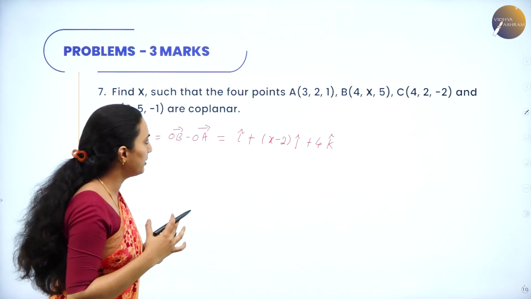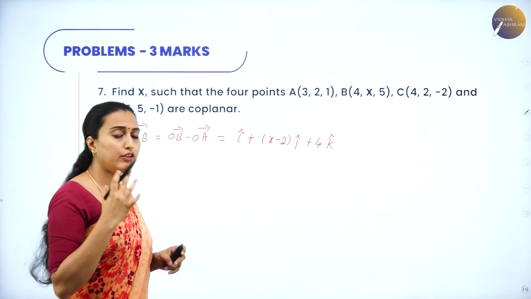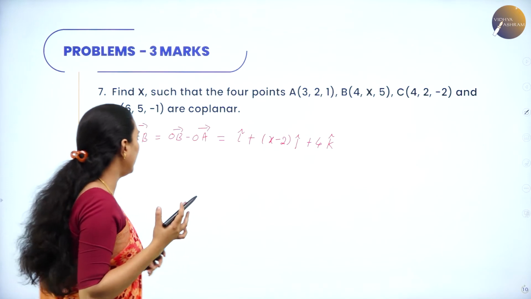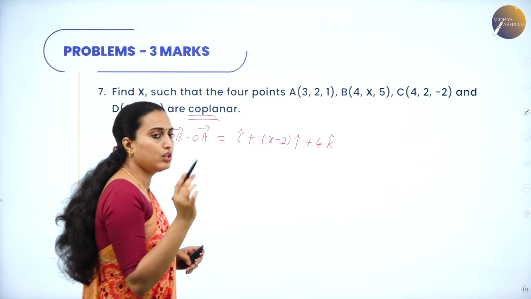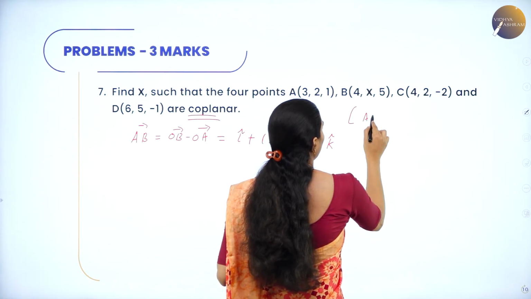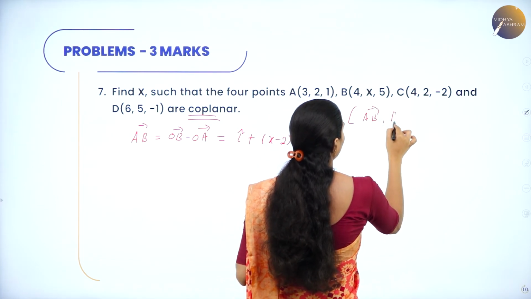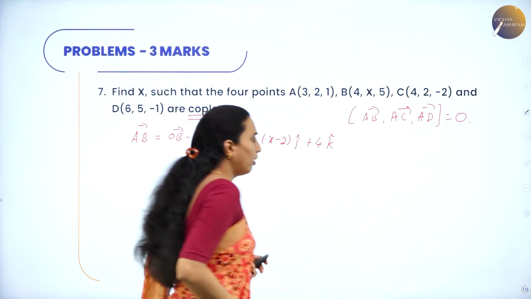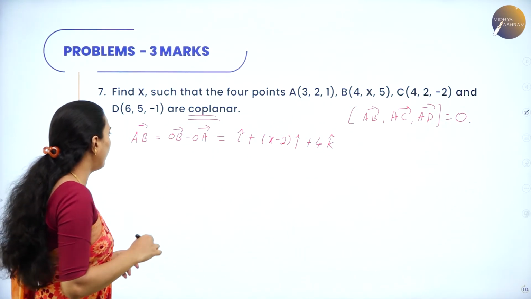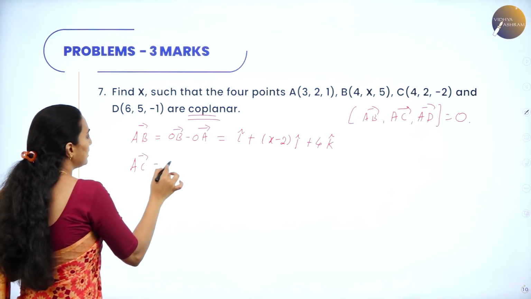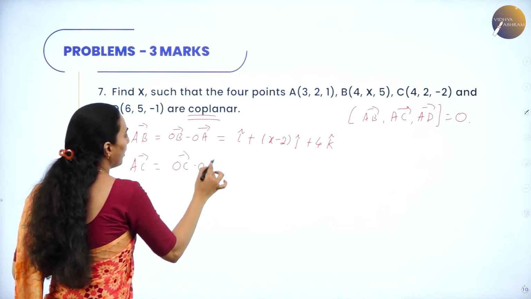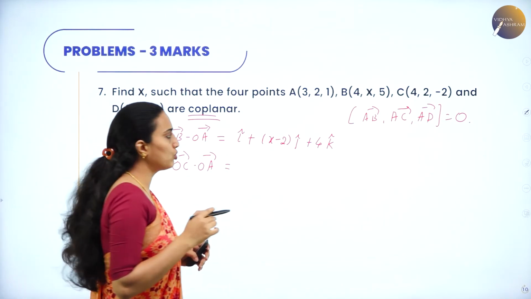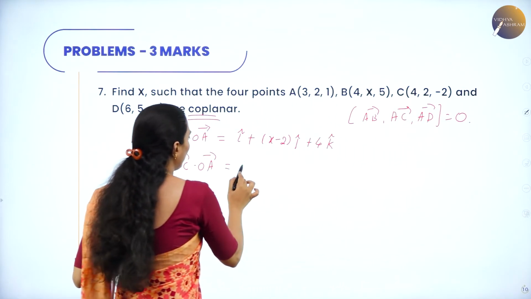Now you have A, B, C, D. We have found AB vector. If the box product of AB, AC and AD is equal to 0, because they have given it as coplanar, so here I am putting a condition: AB vector box product of AC and then AD equals 0. Now let us find AC because we have already found AB. So AC vector is equal to OC vector minus OA vector. OC is nothing but the coefficients of C, which is 4, 2 and minus 2, so 4 minus 3 is 1i.